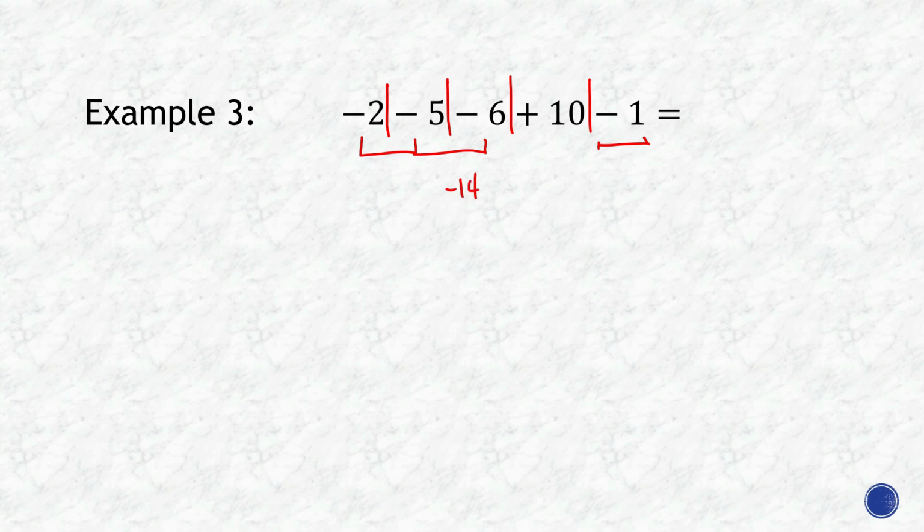Next is plus 10. So negative 14 plus 10, they have different signs. We need to subtract them. That'll be 4. Since 14 is higher than 10 and 14 is negative, the final answer will be negative. You can check your calculator, type those numbers, and you will see that the answer is negative 4.